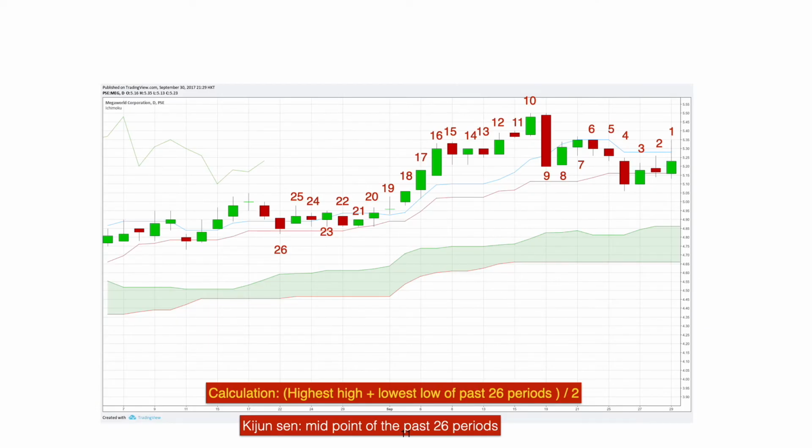From the last day's candlestick, we count 26 periods back, then we find the highest high. In this chart, it is 550. Then we get the lowest low, it's 482. We add them, then divide by 2. So 550 plus 482 divided by 2 is equal to 516. That is the value plotted right here.